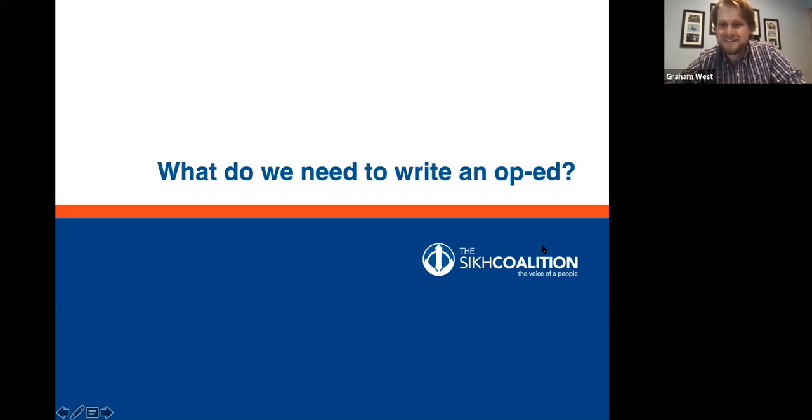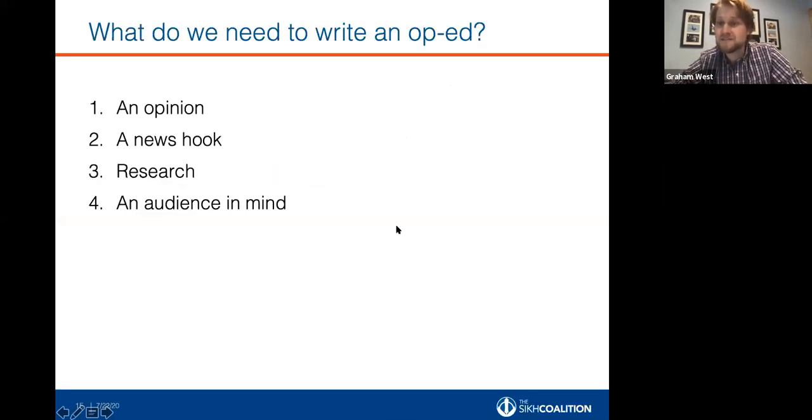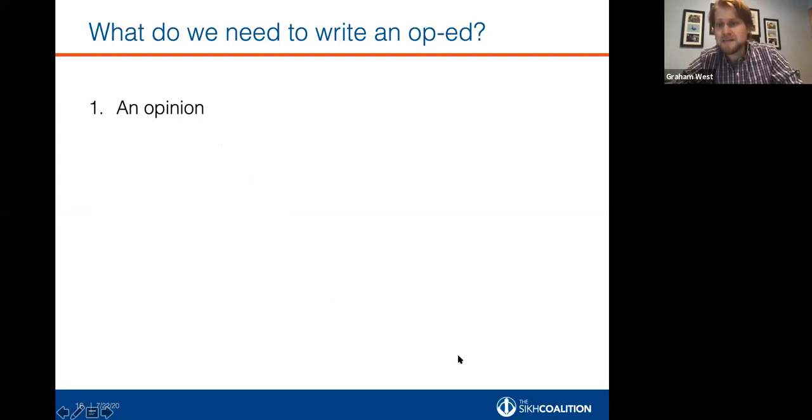Okay, good deal. Then I'll keep going, and we'll stop for questions again in a minute. So what do we need to write an op-ed? What are the essential ingredients? I guess you might say four things as far as I'm concerned. An opinion, that thing that you're trying to get across to people. A news hook, which we'll talk about what that means in a second. Some research to back your opinion up. And then an audience in mind, a group of people that you're really trying to speak to and connect with. The opinion is the easiest part.